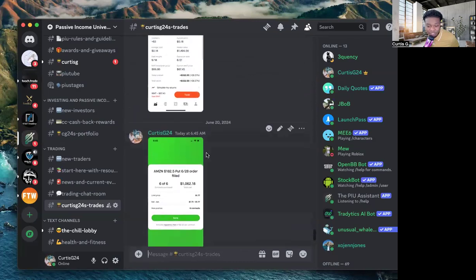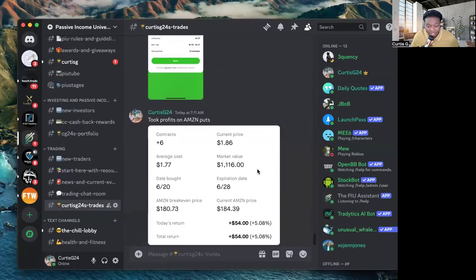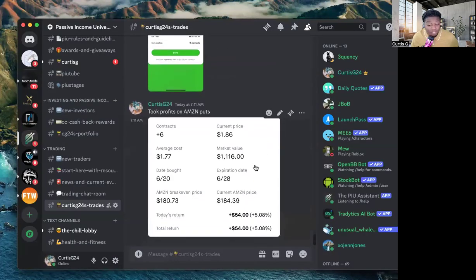And what I said was right at 6:45, I got into those Amazon puts. And then I went ahead and I kept my profit very conservative. I just aimed for a 5% scalp.